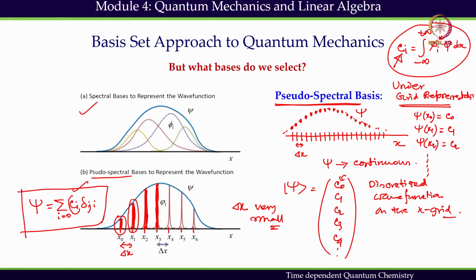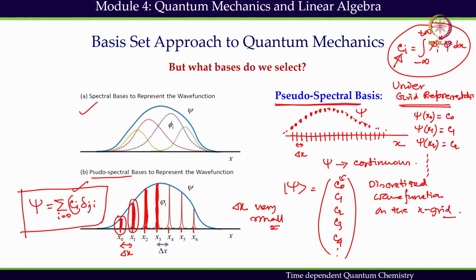So, once a wave function is represented by a column matrix using the pseudo spectral basis approach under grid representation, the next important question is the following: what is the matrix representation of quantum mechanical operators under grid representation?